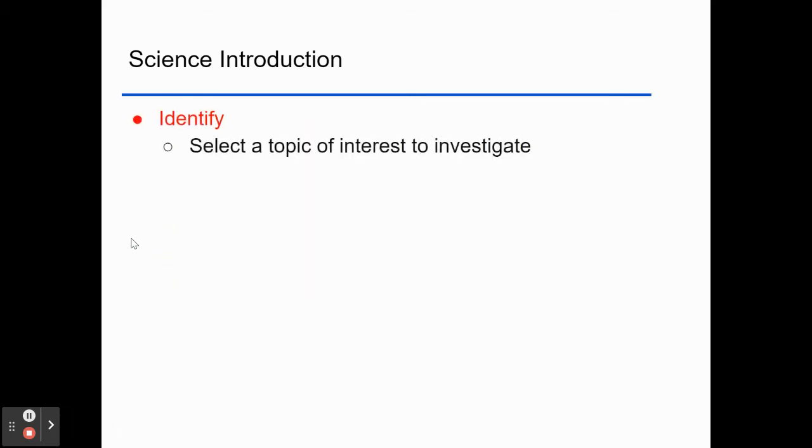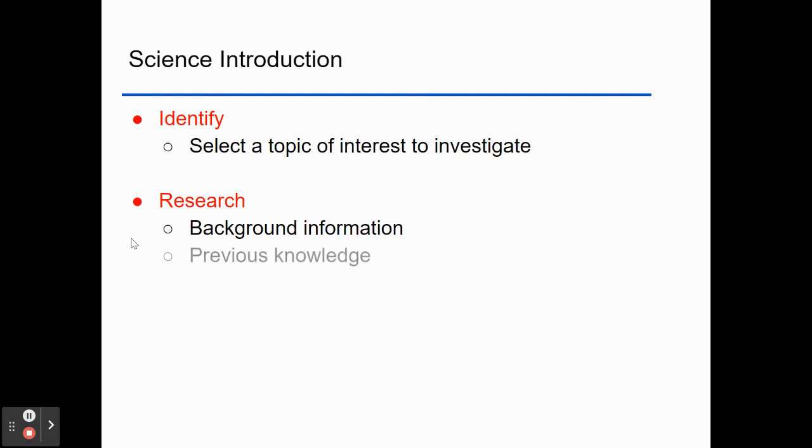To identify, we're going to select a topic of interest, or because you're in school, a topic that we're talking about. And then you're going to investigate. So research is just kind of background information. So what have people found before? What are some of the terminology? Is there any math that goes with it? What are some past experiments? Those types of things. So you have your previous knowledge and all that.